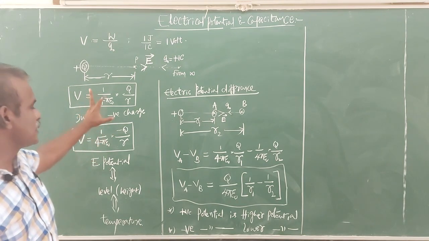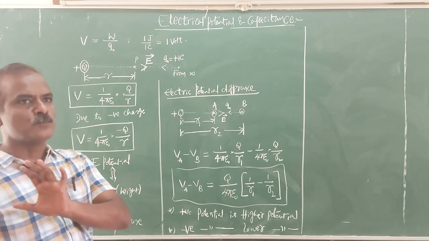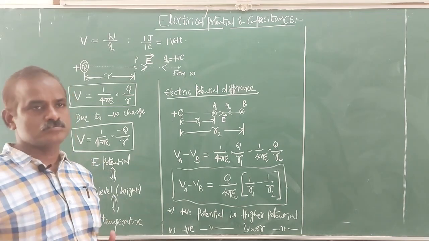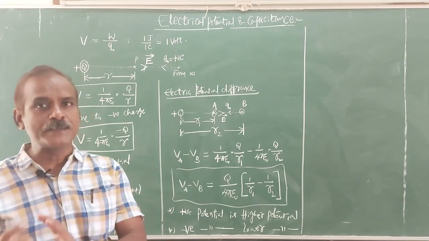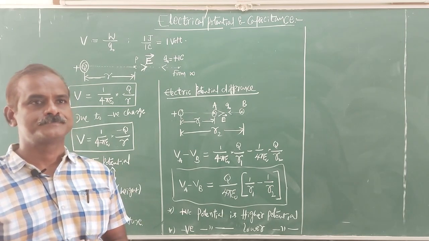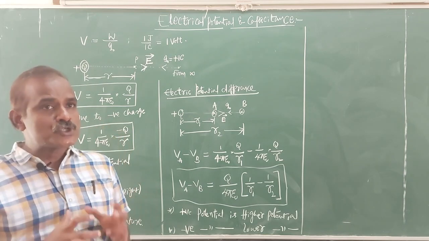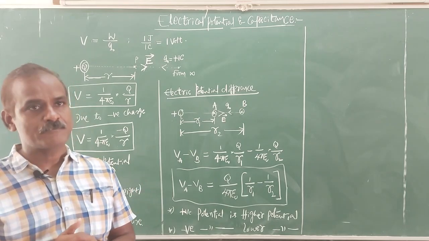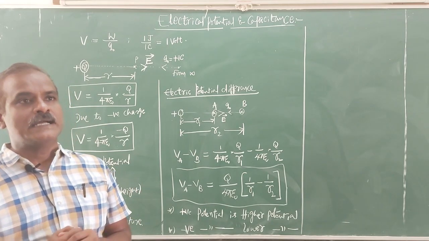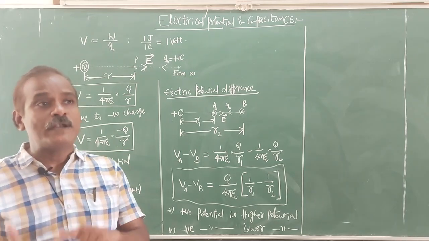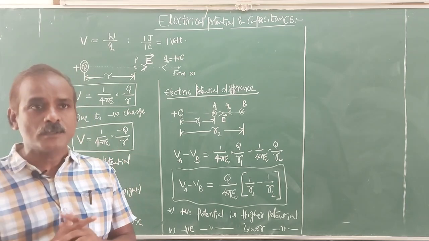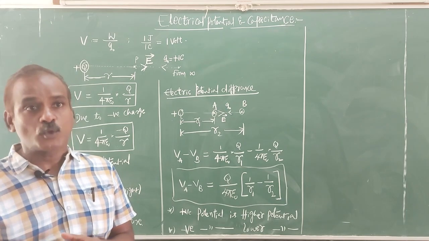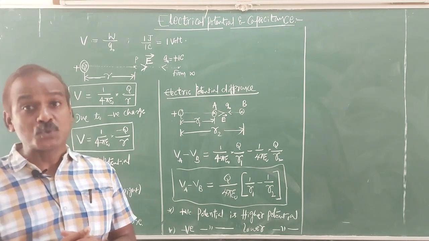I repeat once again, potential is similar to level. Positive charges move from higher potential to lower potential on their own. Water flows from higher level to lower level on its own. Heat flows from higher temperature to lower temperature on its own. Like that. Positive charges cannot move from lower potential to higher potential on their own, for which work should be done. Water or any liquid cannot flow from lower level to higher level on its own. Hence, we are using motors to lift water from ground level to the overhead tank in our houses. You remember.